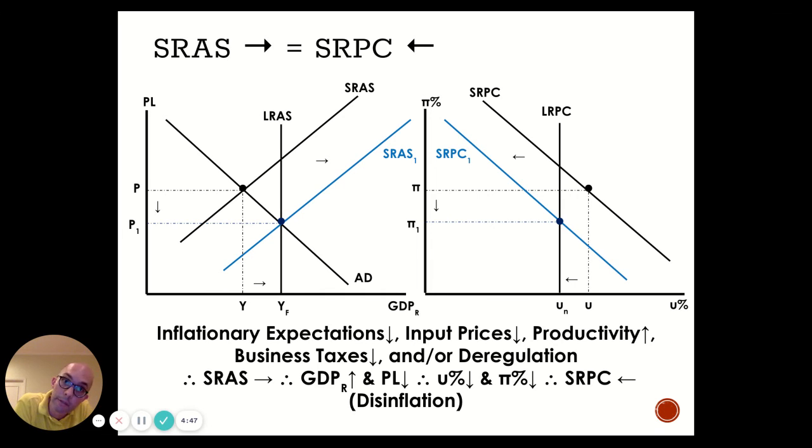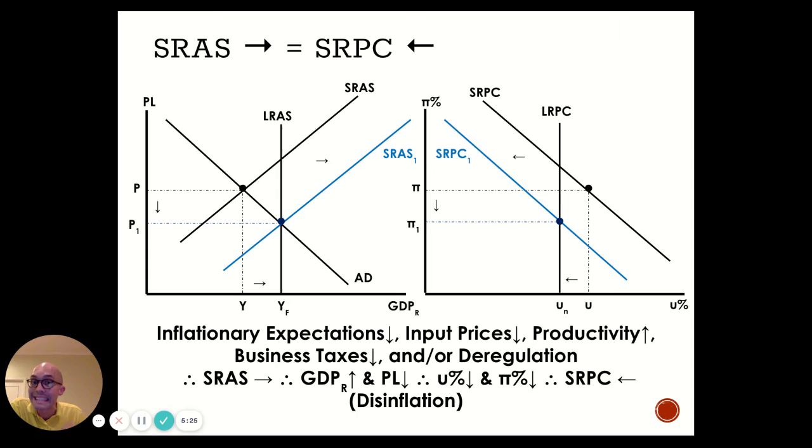You'll notice on the right-hand side of the slide that SRPC is shifted left. So in both cases, again, they mirror each other. The price level has gone down, output has gone up, unemployment has gone down. And on the right-hand side, we see this mirror. So inflation has gone down and output has gone up, resulting in less unemployment. And then you have the story underneath. So again, one of the determinants of SRAS changes, therefore SRAS would shift right. We get these results: increase in output, decrease in price level, decrease in unemployment, decrease in inflation, SRPC shifts left.